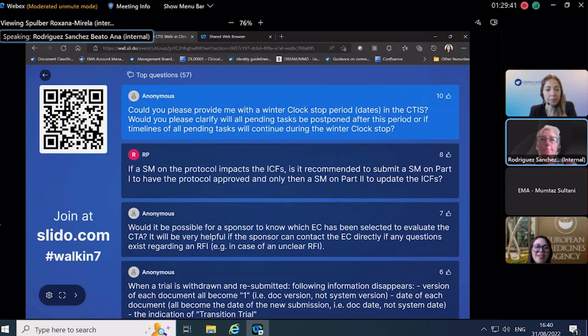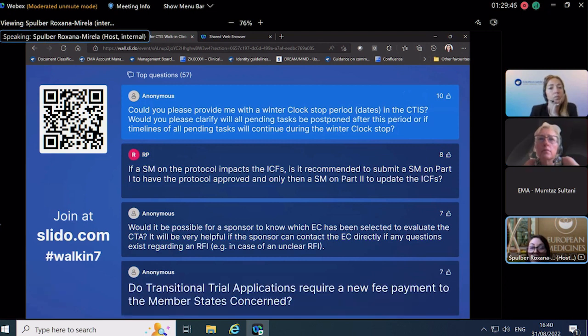Yeah, sure. Perfect, Anna. Could you please provide me with the winter clock stop period dates in CTIS? Would you please clarify will all the pending tasks be postponed after this period, or if the timelines of all pending tasks will continue during the winter clock stop? Okay, so the dates are 23rd of December until 7th of January, if memory serves. I think one day more or less, but I think these are the dates, 23 of December until 7th of January. What happens during this time period?